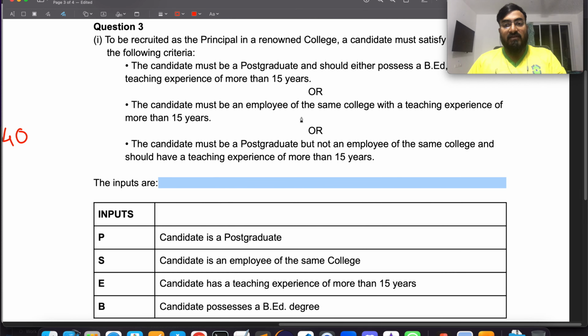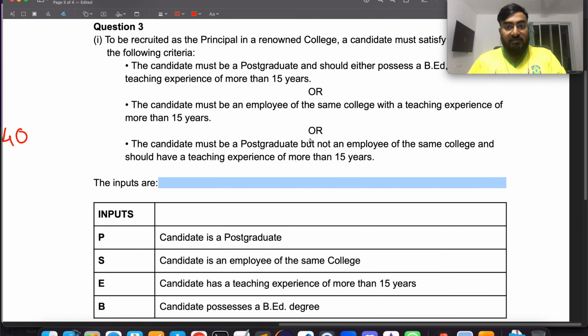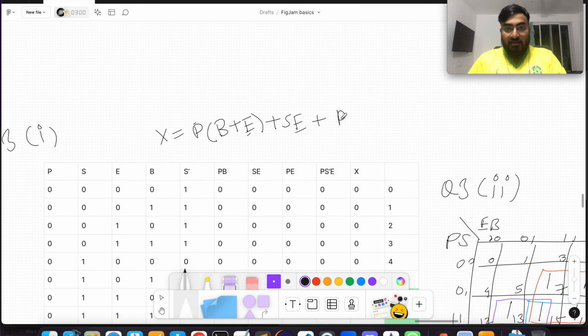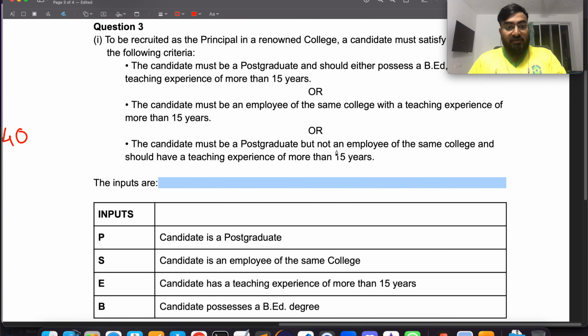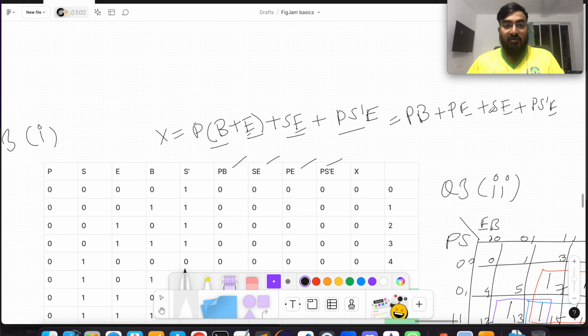Must be of the same college with a teaching experience of more than 15 years: same college, teaching experience, so SE. Plus must be a postgraduate, so P. Not an employee of the same college, so S bar, and should have a teaching experience of more than a year, so E. So when you expand, it basically becomes PB plus PE plus SE plus P bar SE, and that's what I'm finding out in the table. So this is going to be an equation.